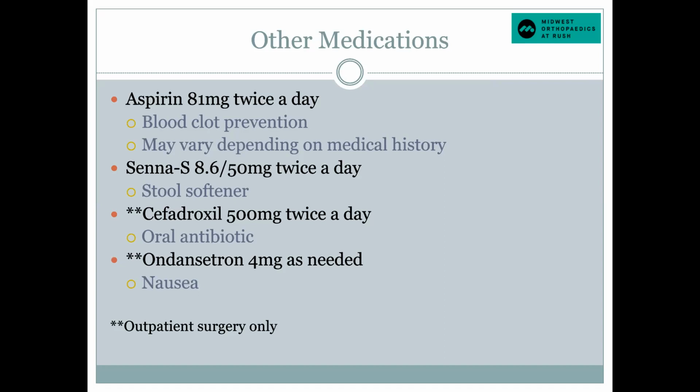We will prescribe a stool softener, as being on opioids or narcotics, constipation is a very common side effect. So lots of fluid, fiber, and a stool softener will help that. And for our outpatient surgery candidates, you will receive an antibiotic, which would be ceftriaxone, twice a day for 10 days, and an anti-nausea medication just in case. Since you're going home, we do like to do these preventative courses.